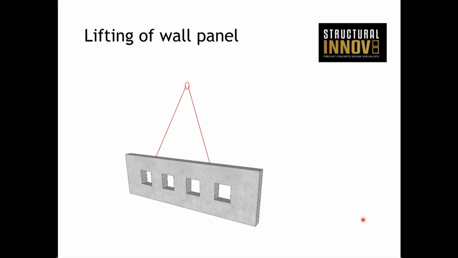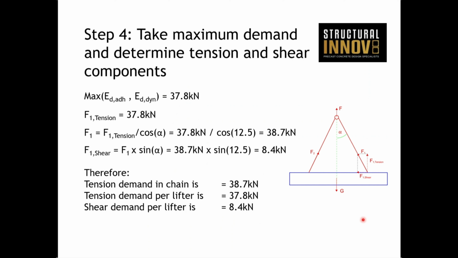So the wall panel is now in an upright position, ready to be lifted off the ground. In this particular case, we're only talking about tension, but due to the fact that we're going back to a single chain hook, we're going to have some shear to account for as well. So again, conscious of time, apologies for flying through this, but you will have all the slides afterwards to go through it again in your own time.